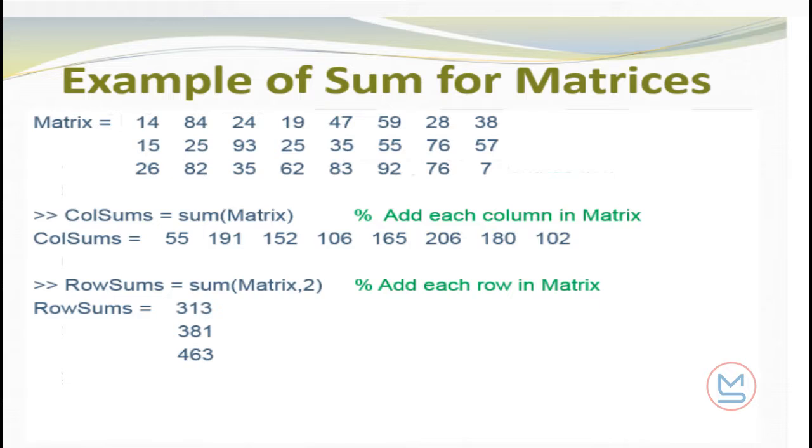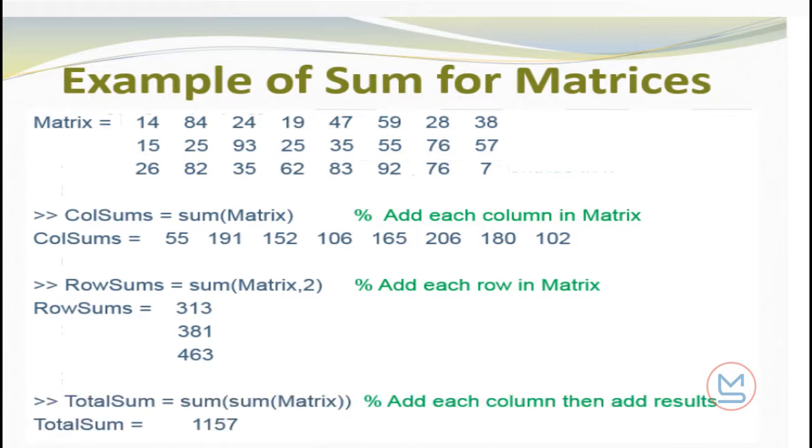If I actually want to sum every single entry in the entire matrix, I can run sum twice. So I can do sum of sum of the matrix. The first one will produce those vectors of column sums, and then the outside sum will go across that vector and add all of those together.